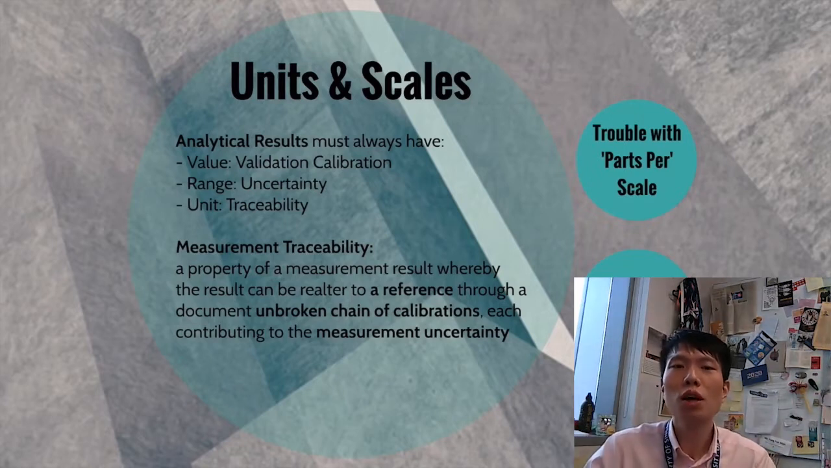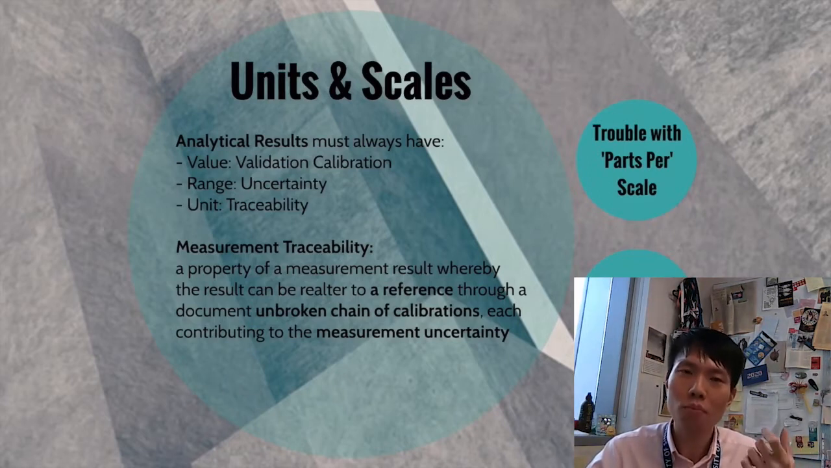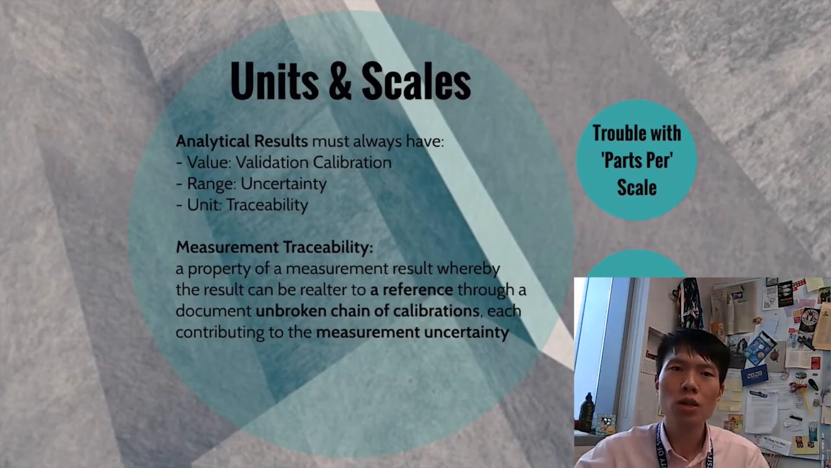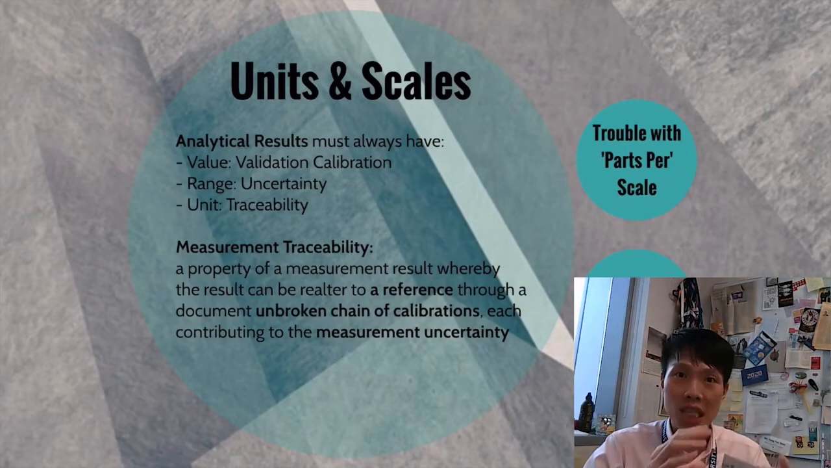Traceability is a property of a measurement result, whereby the result can be related to a reference through a documented, unbroken chain of calibrations. That means it doesn't matter where you are in the world. If you're using a kilogram, the same kilogram definition persists everywhere. It is universal. Each of these calibrations contributes a measurement uncertainty based on the instrument itself.